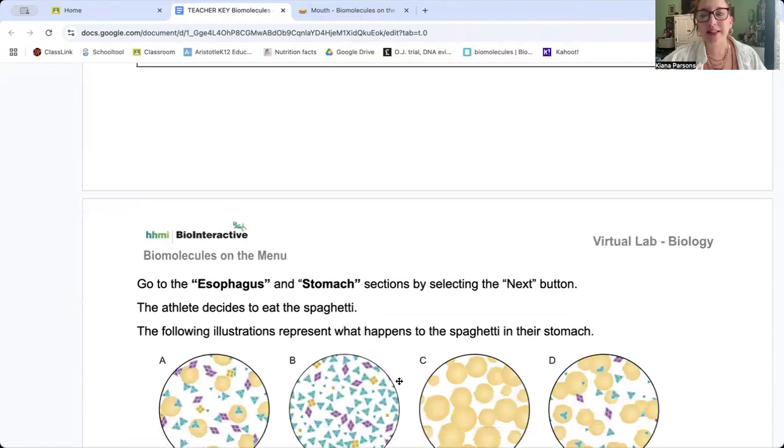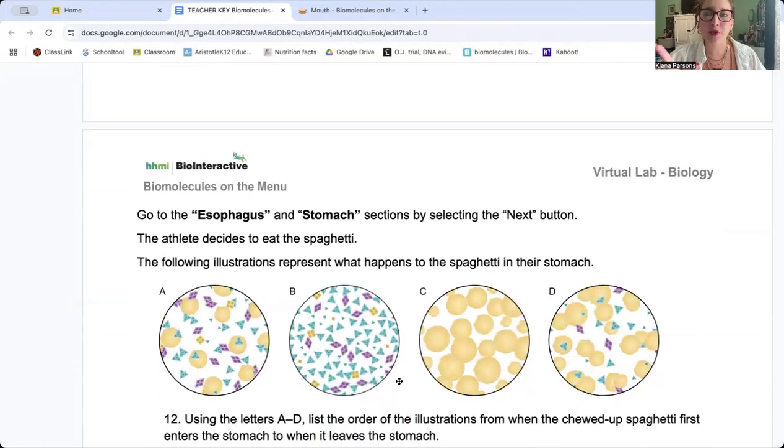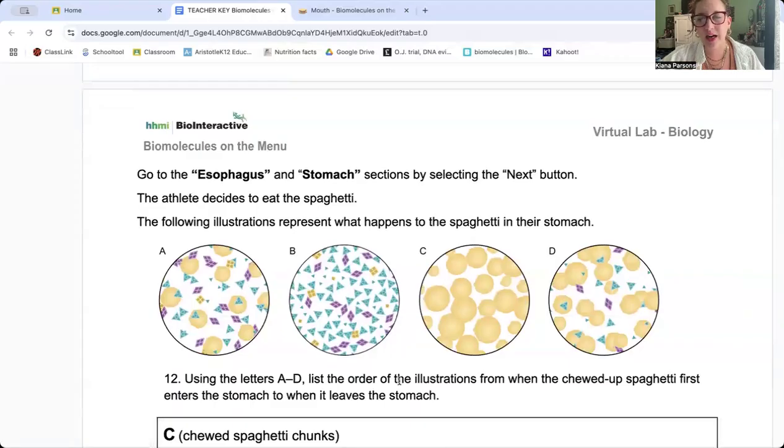So now we're going to look at the esophagus and the stomach, but I'm going to do this one in the opposite order. We're going to look at this question first because I think it was really confusing to a lot of people because of these diagrams, and these diagrams are not in the interactive. They're just on the page. So the athlete decides to eat the spaghetti. The following illustrations represent what happens to the spaghetti in their stomach.